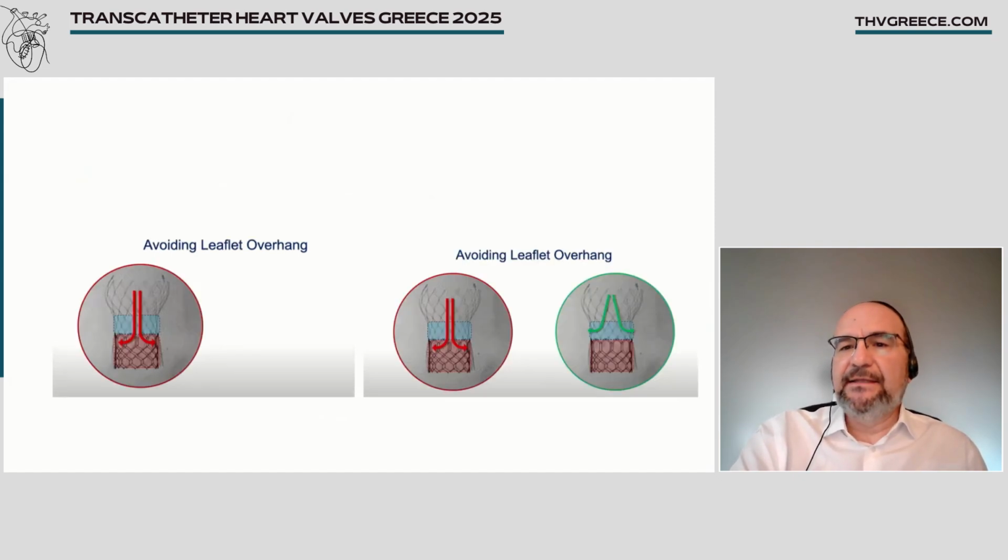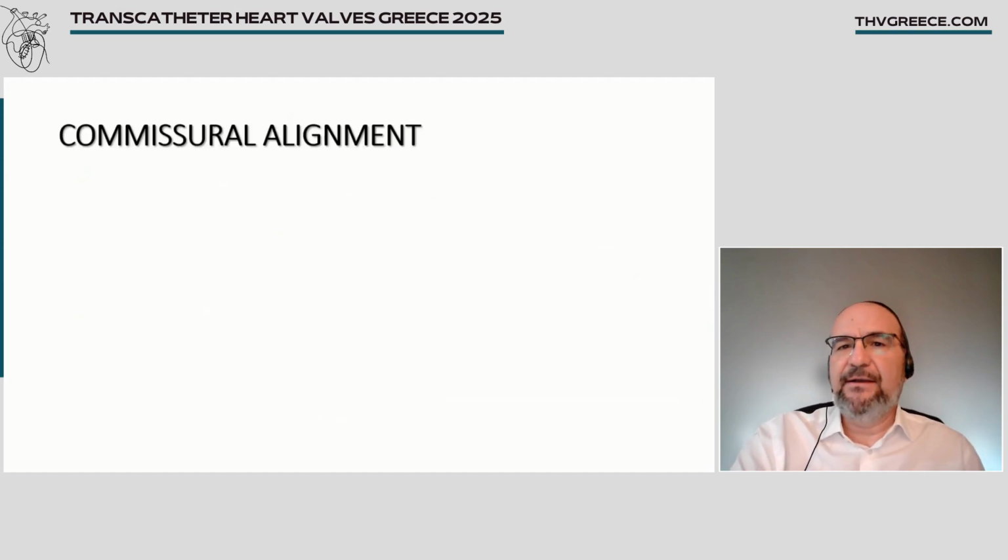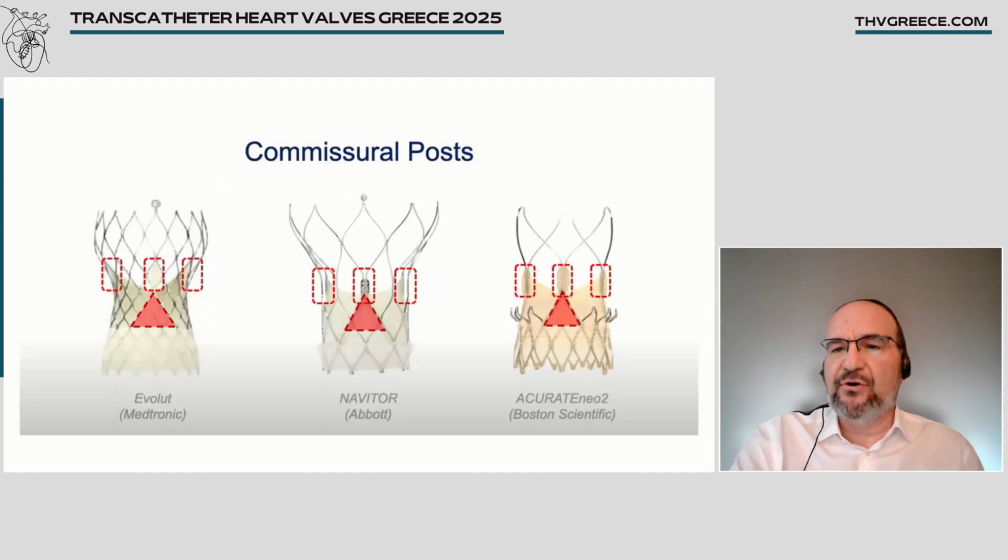part. And when we are trying to manipulate the coronaries, we have to know where to go according to the leaflet overhang. Another term we need to know is commissural alignment. And we all know what is commissural alignment. We need to know the first valve, how well aligned it is with the coronaries.